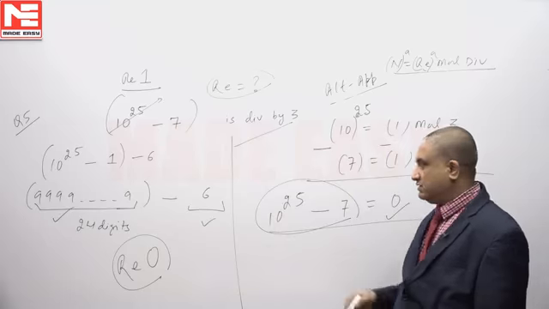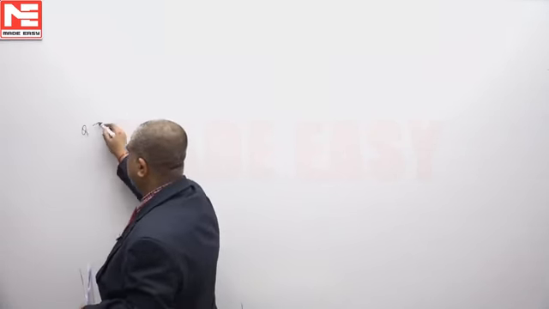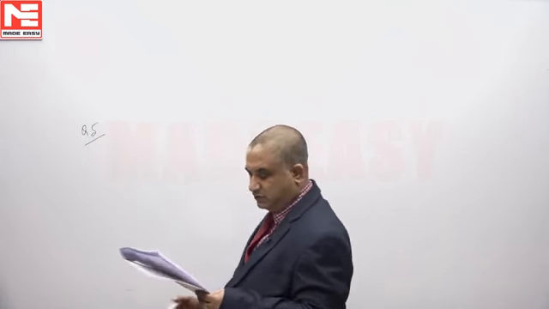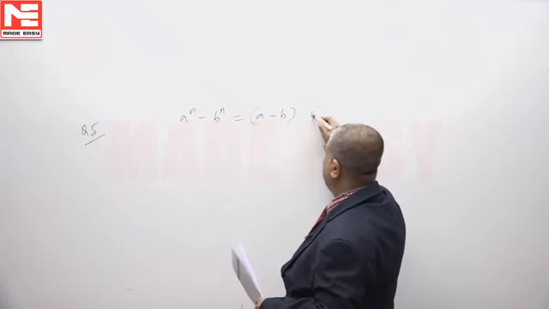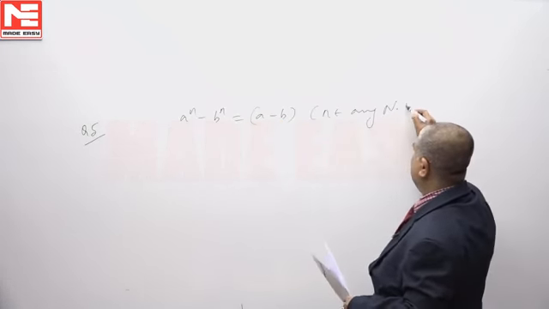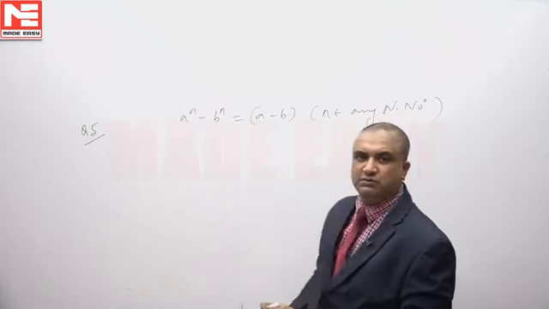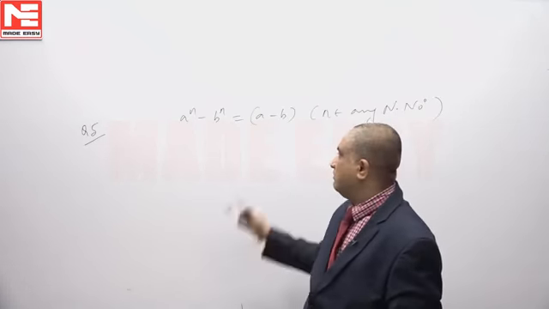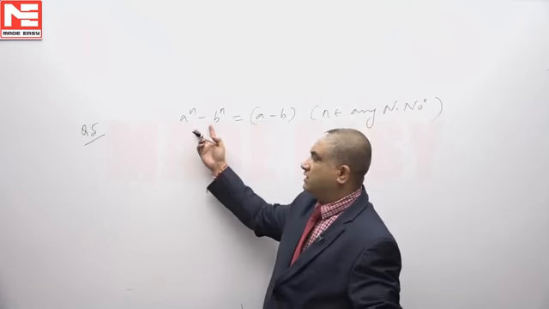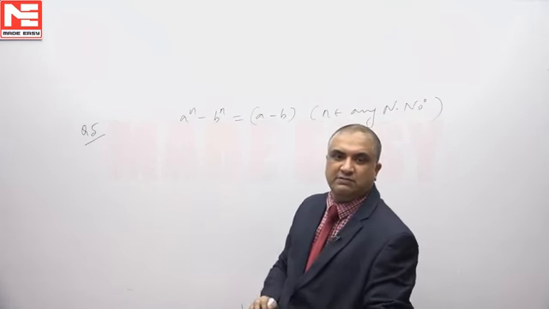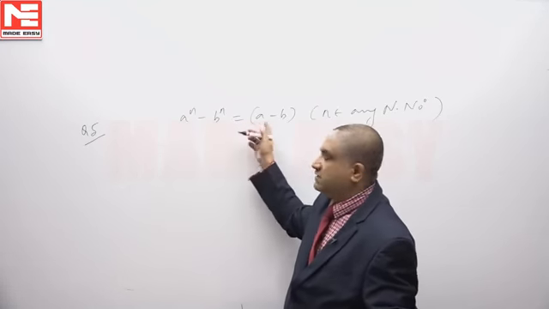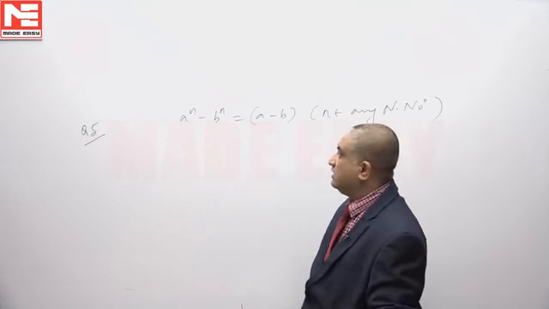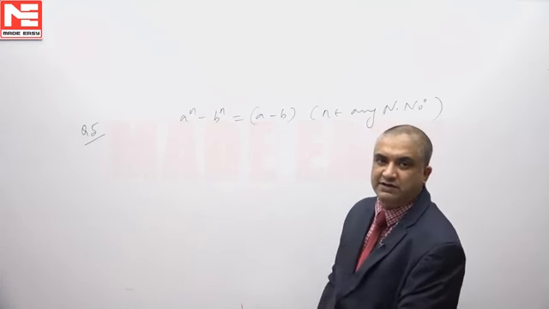This is another way of looking at question number 5. We know that a^n minus b^n will always have a factor of a minus b, where n is any natural number. A minus b has a factor of a minus b. A squared minus b squared has a factor of a minus b. A cubed minus b cubed has a factor of a minus b. And a^n minus b^n will always have a factor of a minus b.